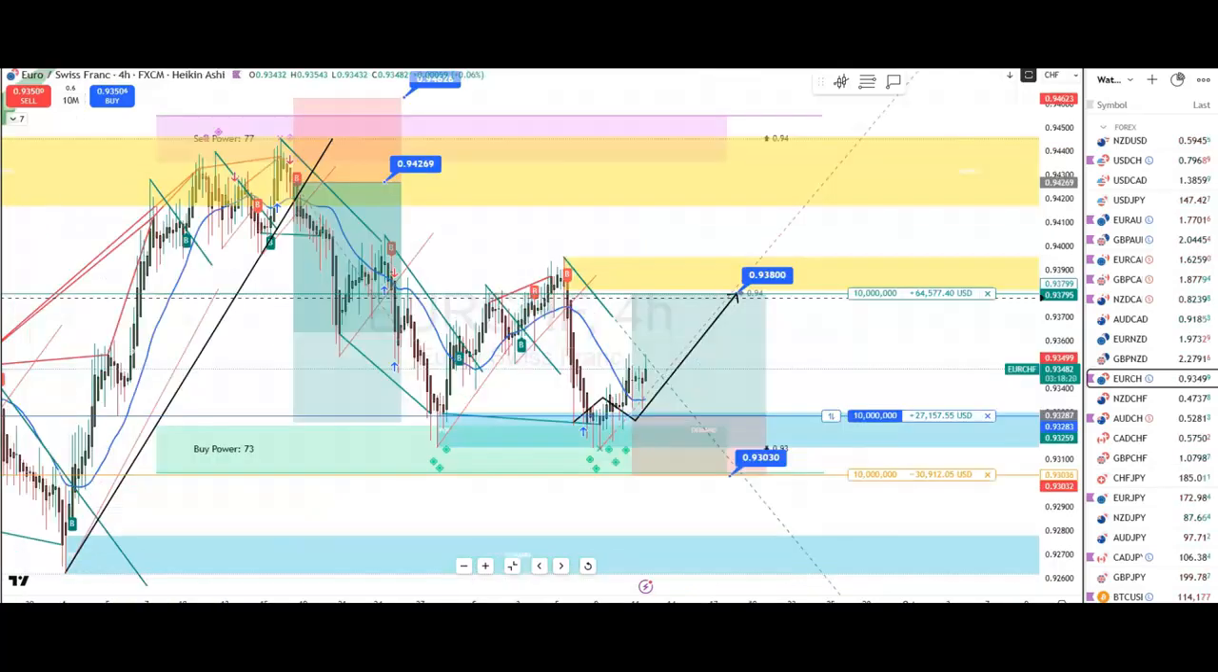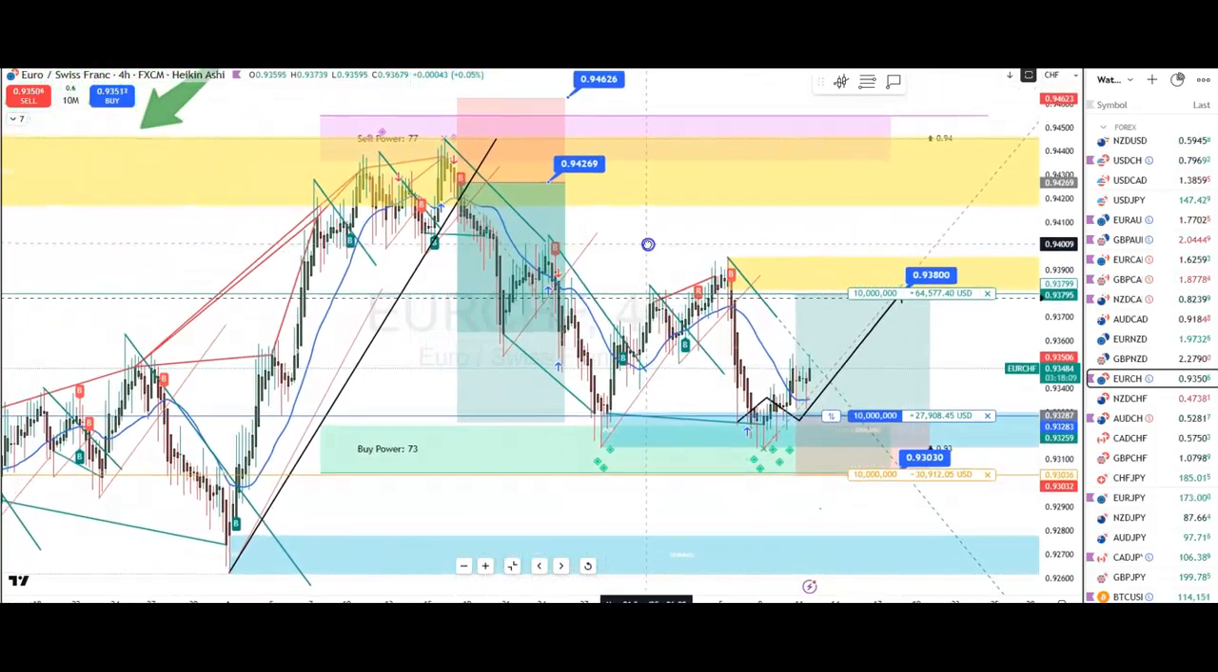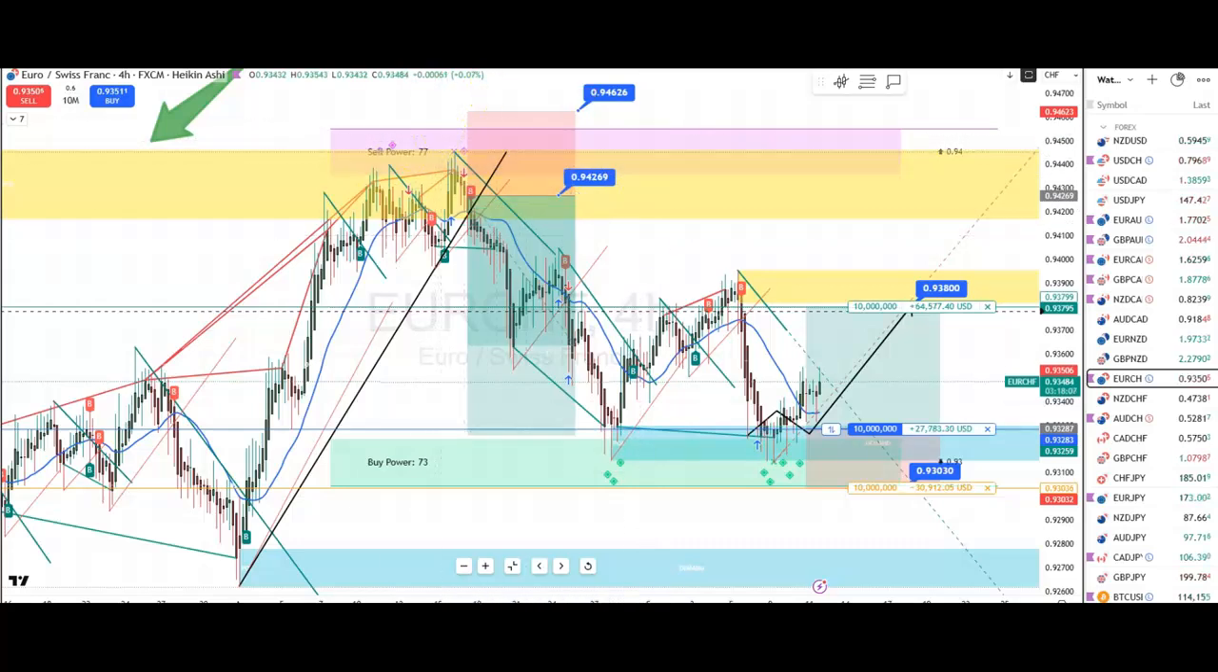Another really good example, actually, the Euro Swiss. I don't normally like this pair. It's very boring, this pair. There's very low volume running through it. But nonetheless, we can see that we previously had a short position a week or two ago on the sell power of 77 up here.